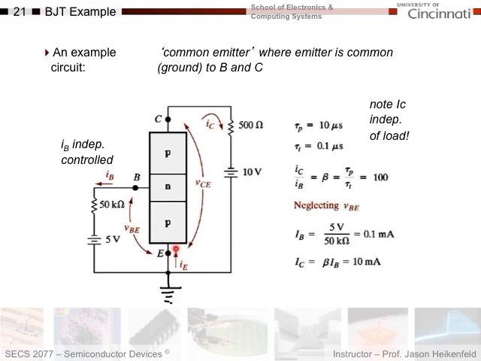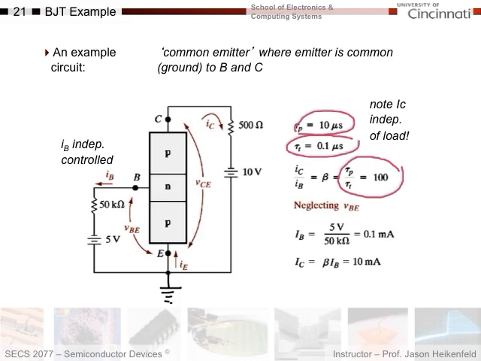Well, let's look at how this circuit works here. They already gave us some of the parameters we need. They gave us our lifetime in the base is 10 microseconds. They gave us our transit time in the base, how long it takes holes to get across there, is 0.1 microseconds. I can therefore calculate my amplification factor to be 100 for this BJT.